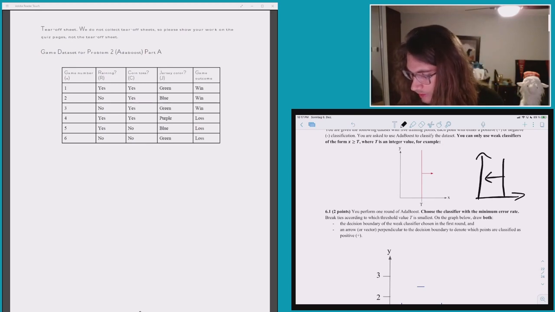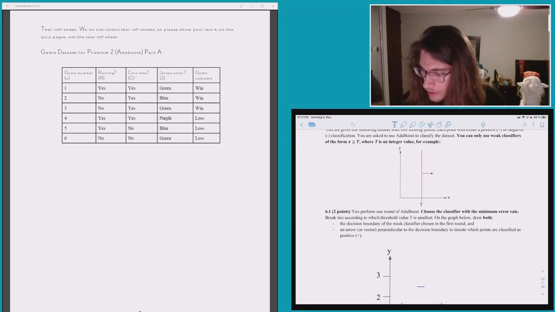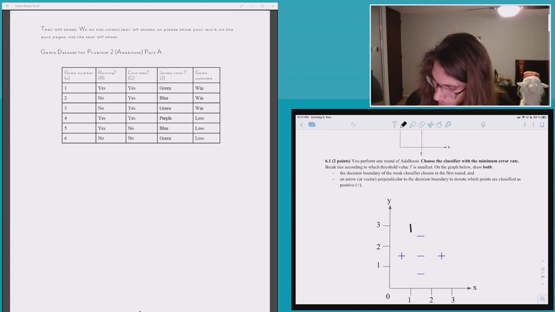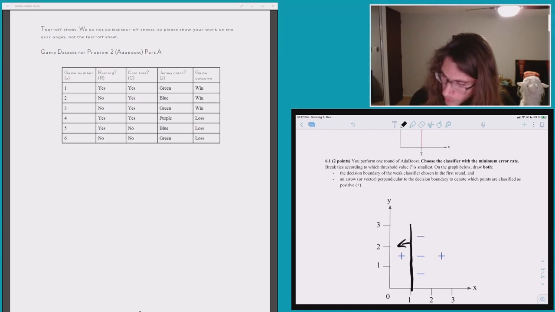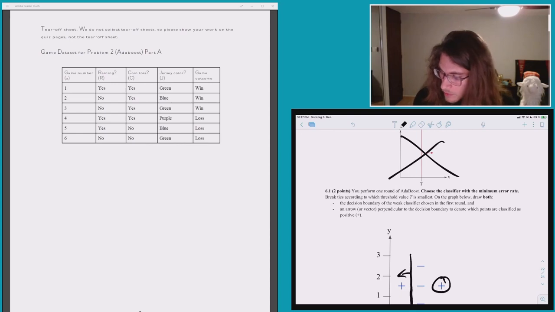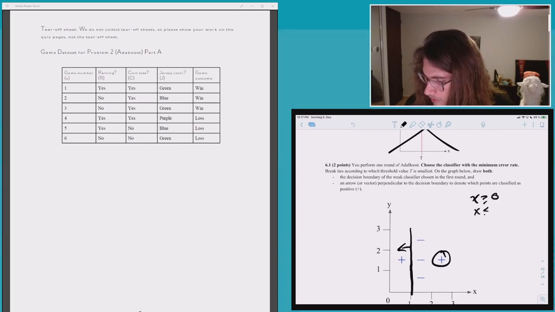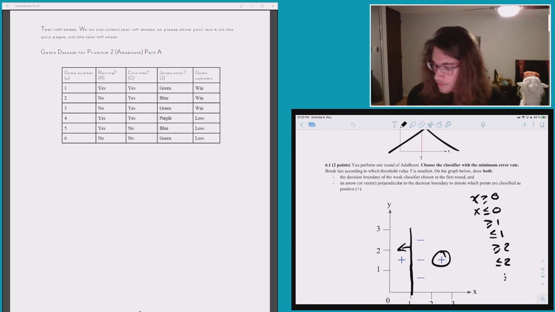in which this is a classifier where x is less than or equal to t. Even though this is not the question anymore, I want to discuss this solution. So this is the misclassified point, but when I see this, I'm thinking, well, this no longer applies, which means the following are the classifiers that I have at my disposal. I have x is greater than or equal to 0, less than or equal to 0, greater than or equal to 1, less than or equal to 1, 2, 2, and so on and so forth.